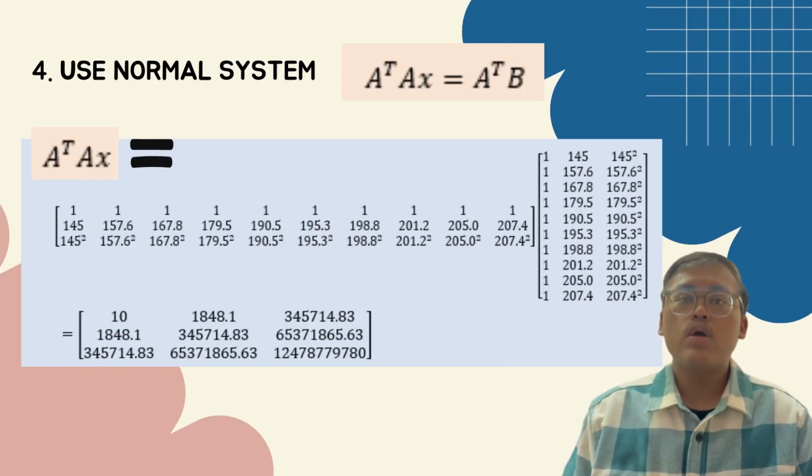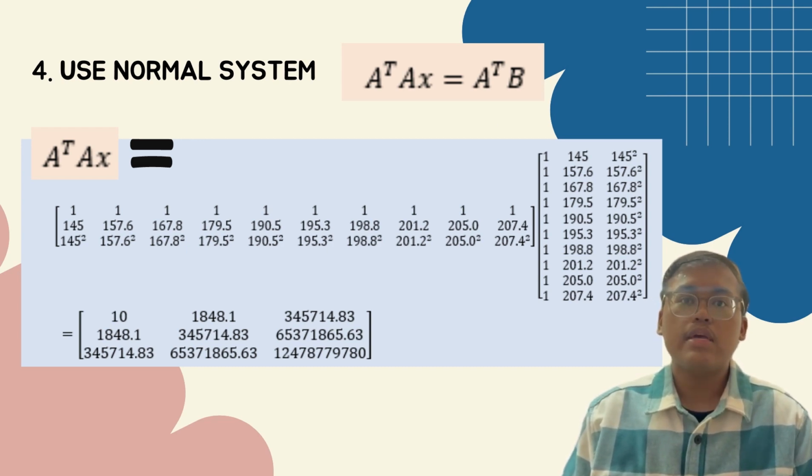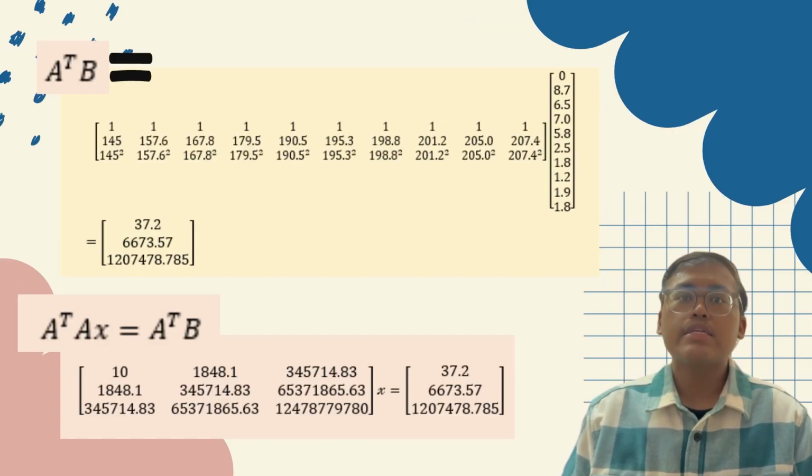After that, we want to use a normal system. How do we use a normal system? We must use the formula A transpose A x equals A transpose b. First of all, we find A transpose A, and then we find A transpose b, and we equate them, and we get the final answer for the normal system.